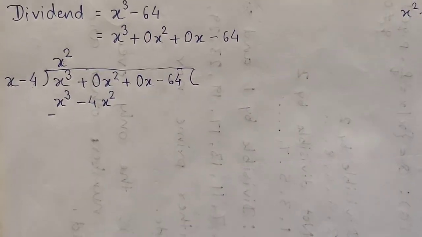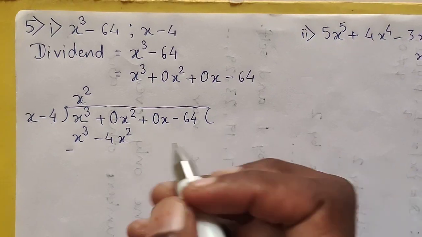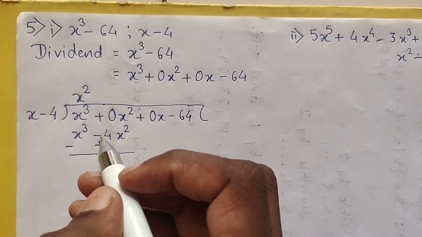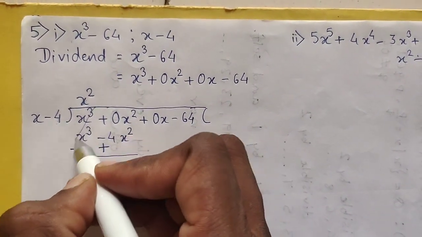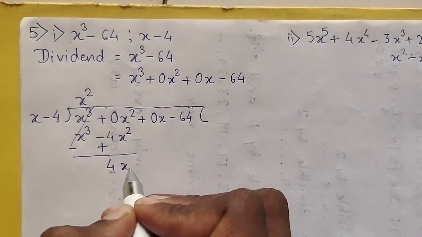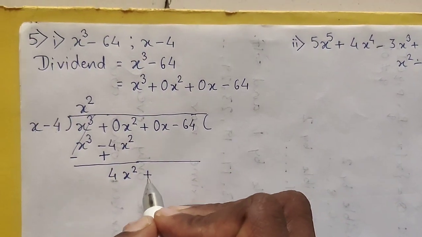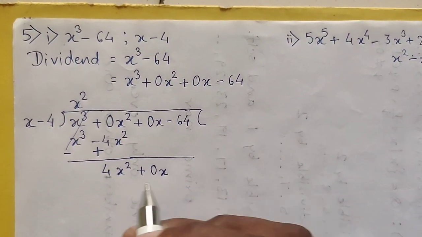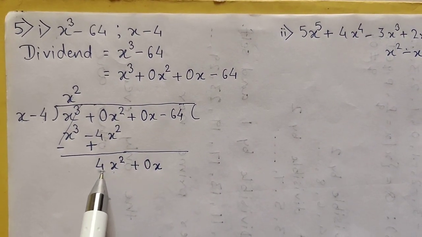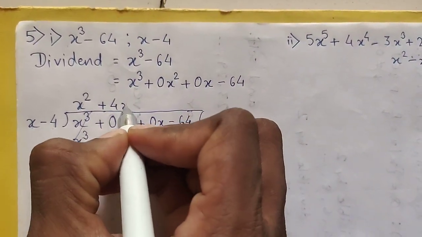Whenever you are subtracting, you have to change the sign. So this is minus and this is plus. Now let us do the subtraction. x cube and minus x cube get cancelled, and here 4 plus 0 gives you 4, so 4x square. Now in the next step you note down this 0x, so plus 0x. Again the same step: this is x, this is x square, so 1x is missing and 4 is there, so you are going to multiply by plus 4x.